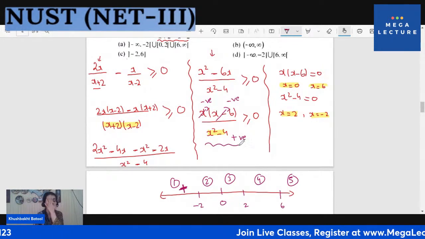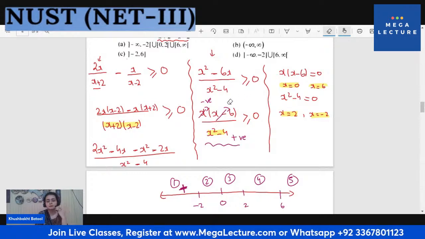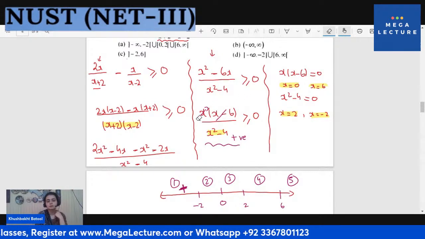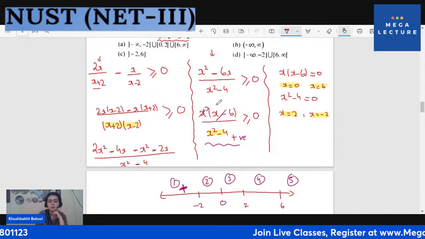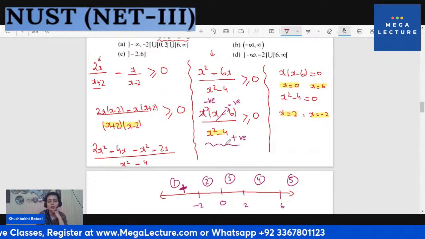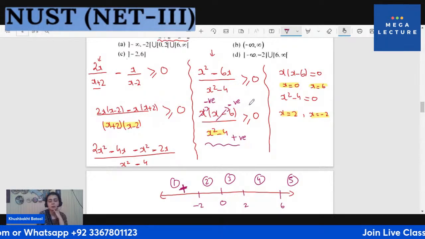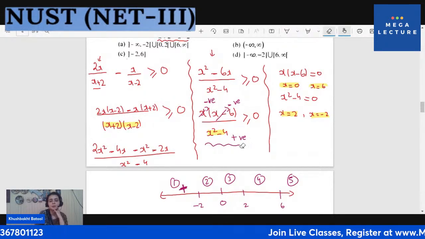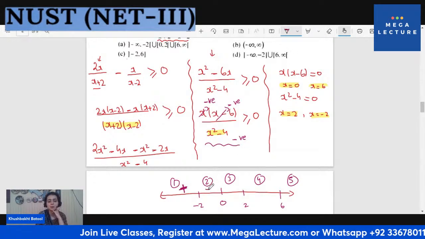Now what is happening between -2 and 0? I can take -1. So -1 would give you negative, and this would also give you negative. And in the denominator, when you will have -1, this would also give you negative. So negative and negative would become positive, and the denominator would be negative, right? So this would be an issue. The answer would be negative.